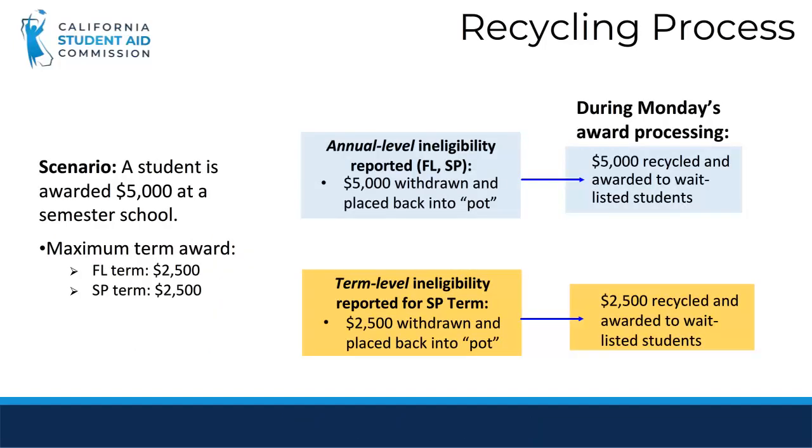Here is an example of how the recycling process works. Students are awarded on an annual basis, and funds are reserved for all terms in that academic year. At a semester school, we have fall and spring terms. In quarter schools, there are fall, winter, spring, and summer terms. Students may become ineligible for individual terms or for all terms, so financial aid administrators either report term level ineligibility or annual level ineligibility. These funds are withdrawn and redeposited to the holding account. Over the weekend award processing, those same funds are recycled to waitlisted students who are highest on the priority hierarchy.